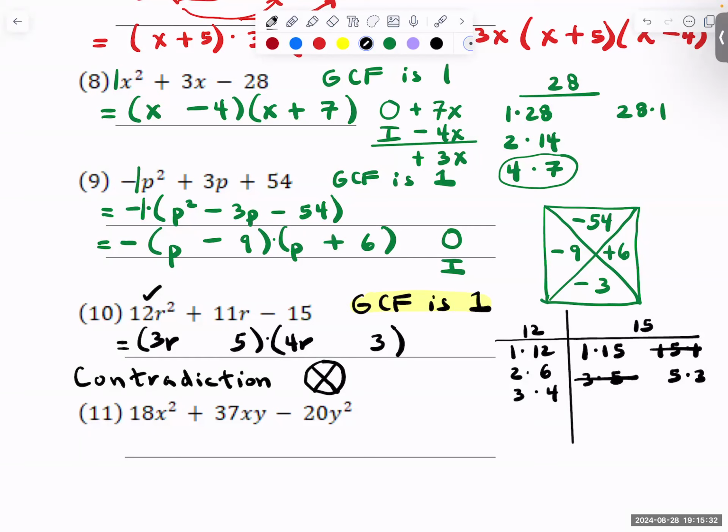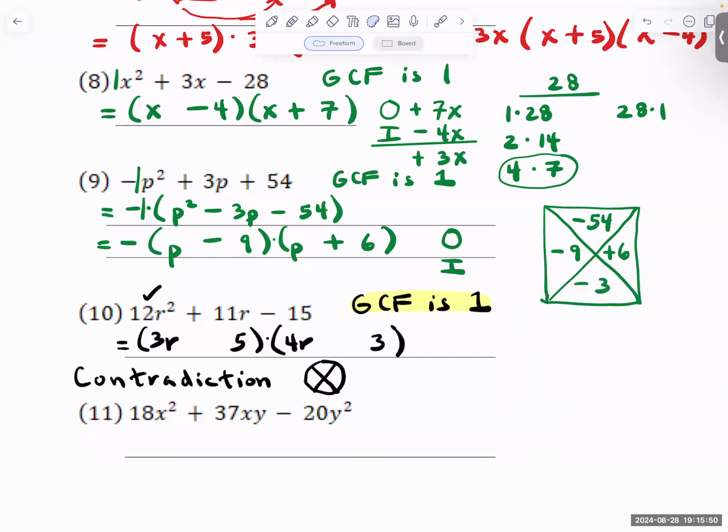Now, in terms of the signs, we see that 15 is minus or negative, so we have to have opposite signs, a positive times a negative. So you can just figure it out that way. And you can also write down the outer product and the inner product. So let's do it that way. In the outer product, 3r times 3, that's O for outer, is 9r. The inner product is 5 times 4 is 20r.